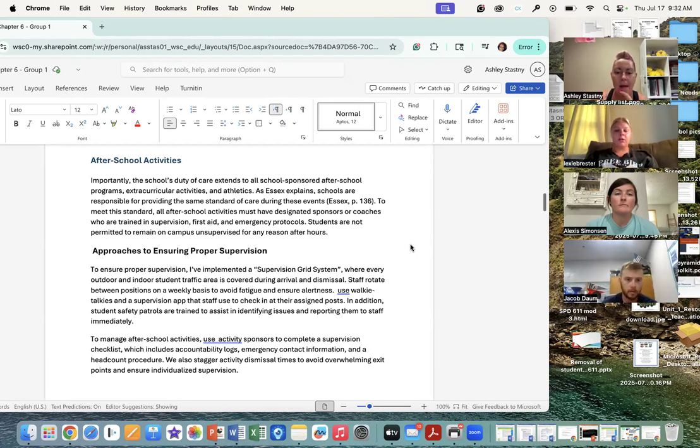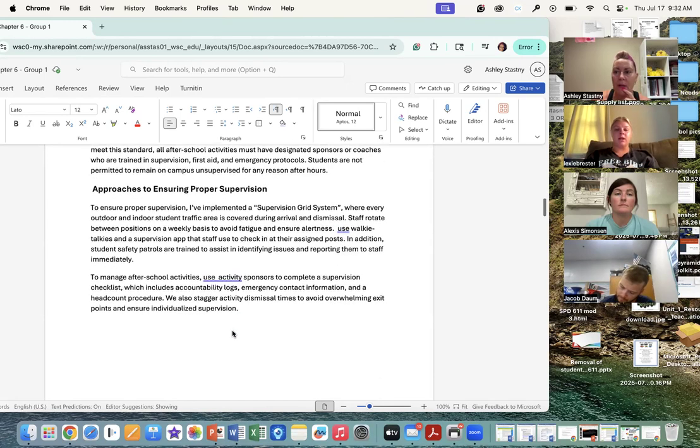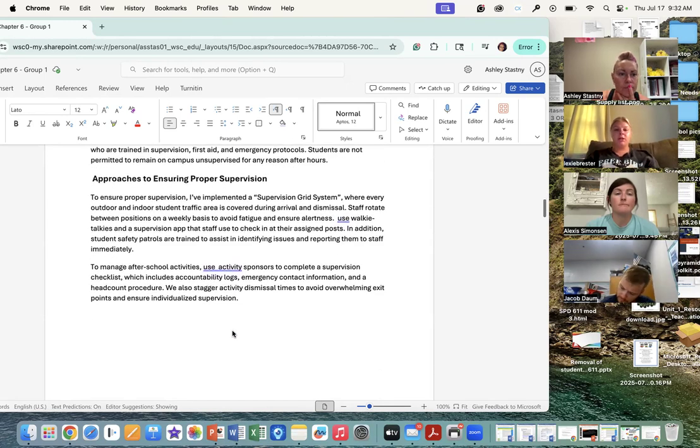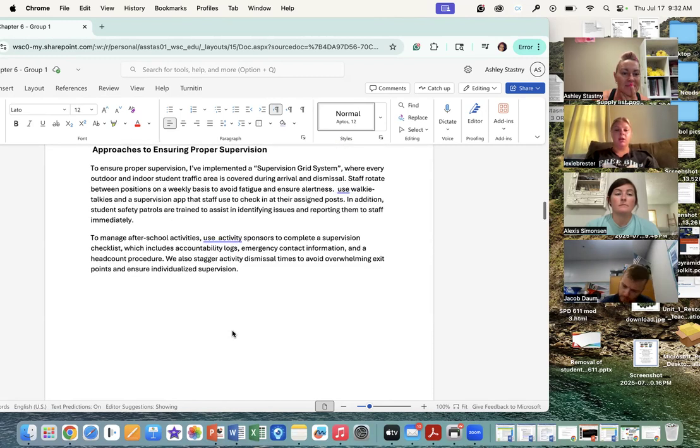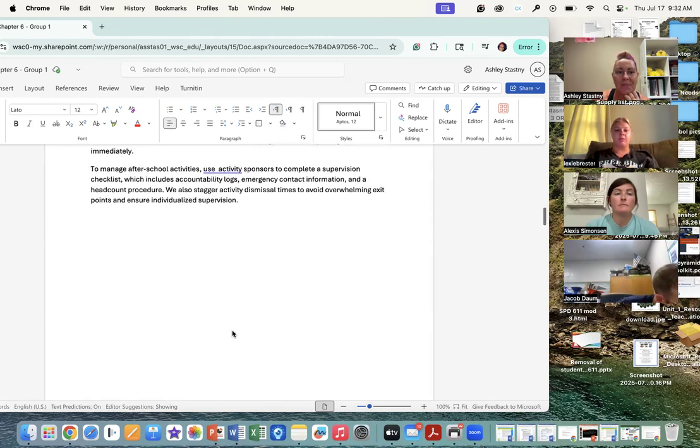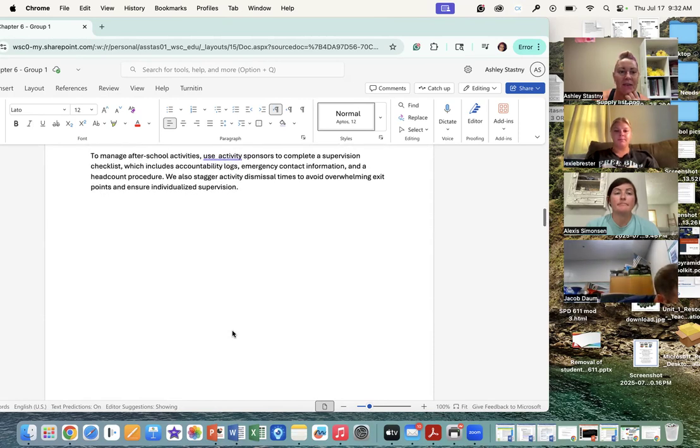We have something similar, where people are signing up for tickets, but on the supervision end, it's mainly just administration. So on that sheet, there'll be certain administrators who are assigned to every event, but not necessarily staff. Okay, cool.